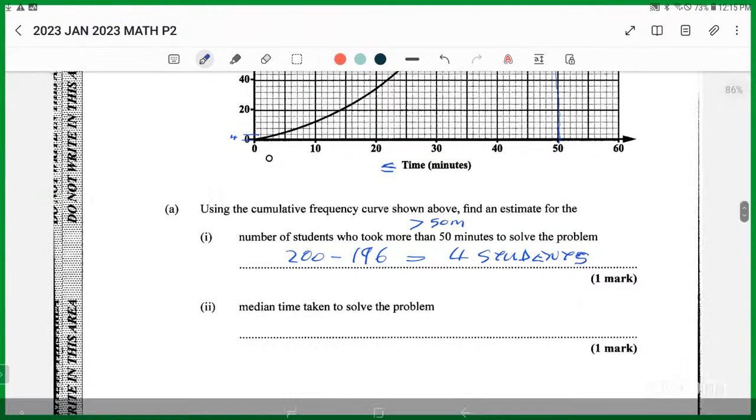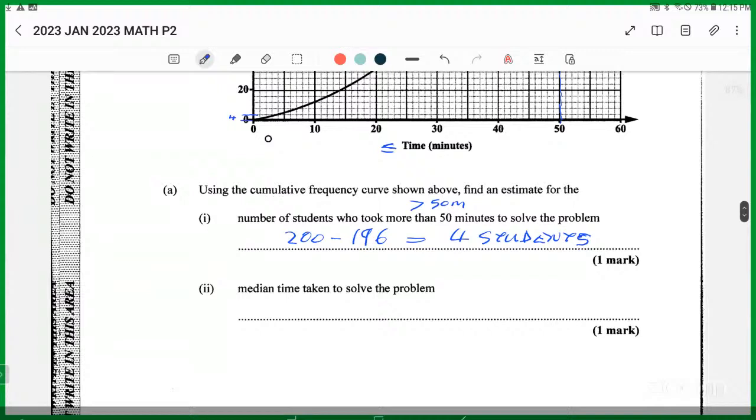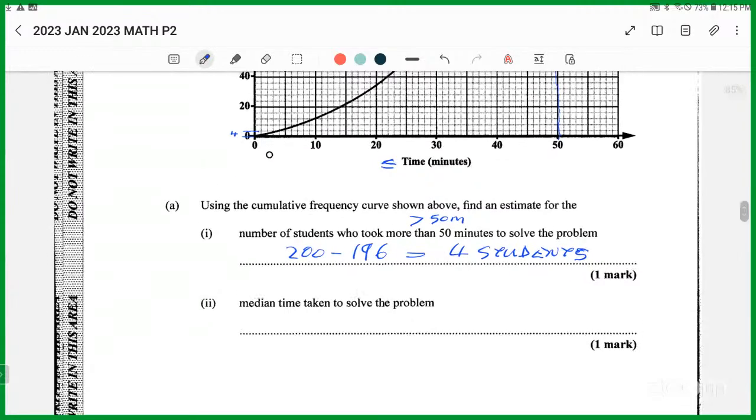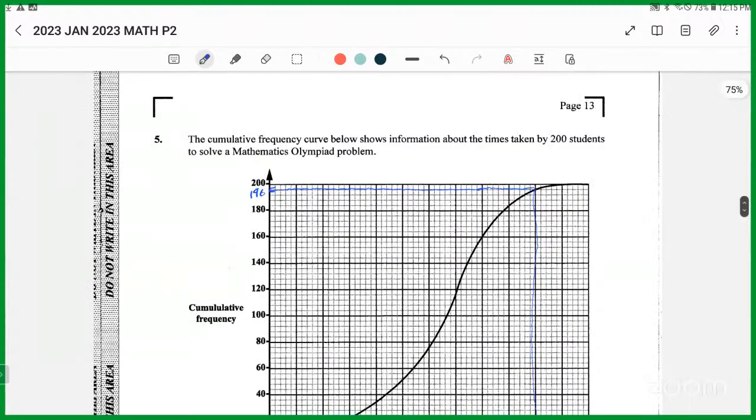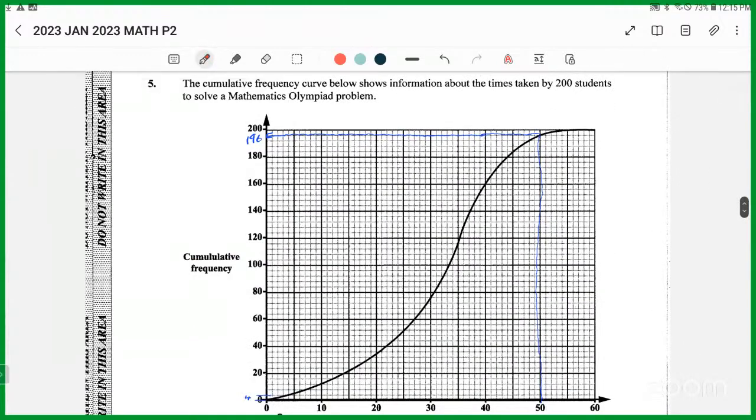It says the median time taken to solve the problem. So the time that half of the students took less than or equal to. There are 200 students, so they want to find the time that 100 students took. On the graph, I find 100. Half of 200 is 100. So this 100 right here represents the position of Q2. Q2 is the median. You have to read it across on the graph over here.